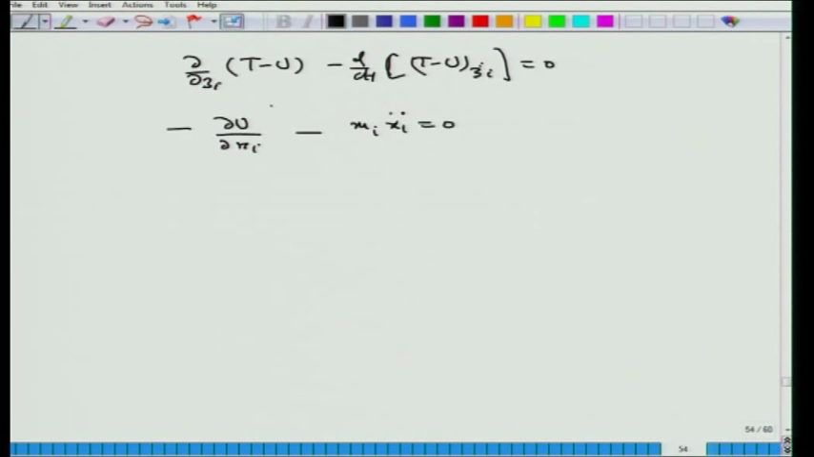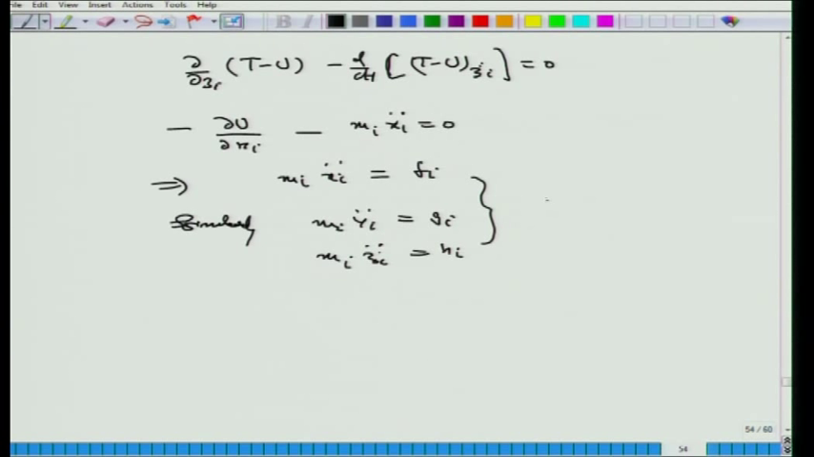So, with this minus sign, this implies that m i x i double dot equals f i. Similarly, we get m i y i double dot equals g i and m i z i double dot equals h i. So, these are Newton's laws of motion. This necessary condition, Newton's laws, is always holding, and therefore the motion takes place along those curves where the action is least.